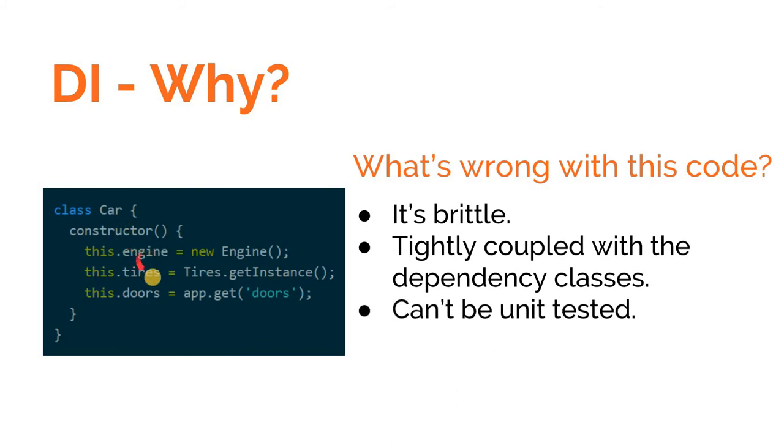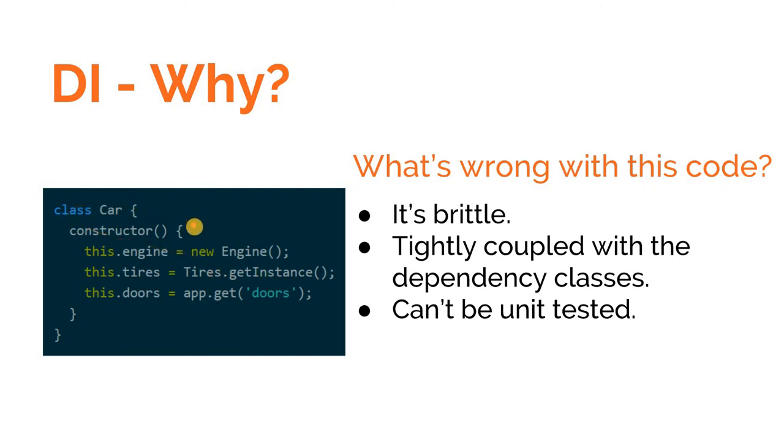Okay, and this cannot also be unit testable. So if I wanted to test this car with an engine of different horsepowers, I won't be able to do that. Same is the case with the tires. If I wanted to test this car with different tire pressures, then I also won't be able to do that. And same is the case with doors, because all these three classes are dependencies on this car class, and there is basically no way to just provide different instances of these dependency classes to the car while creating it.